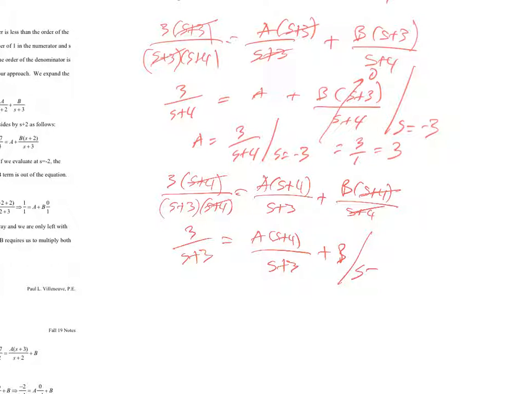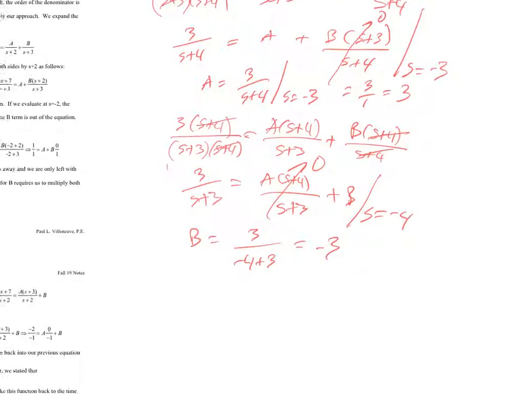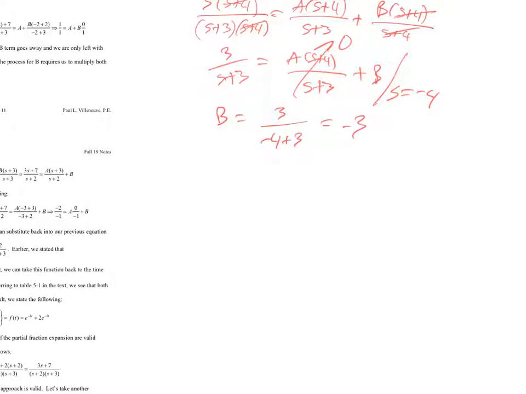I can evaluate it at any value of s I want. I'm going to evaluate it at s equals minus 4. Why? Because that term is multiplying by 0, doesn't it? When s plus 4 gets evaluated at s equals minus 4, what happens? It goes to 0. So what I'm left with is b equals 3 over negative 4 plus 3 equals minus 3. So my original function, which was 3 over s squared plus 7s plus 12, equals 3 over s plus 3 minus 3 over s plus 4.